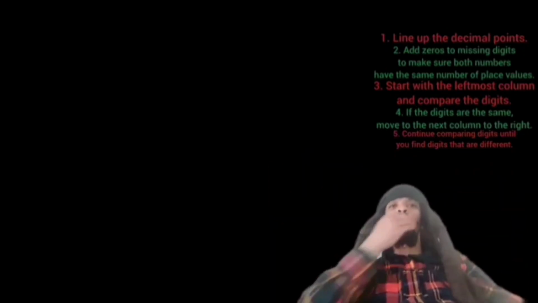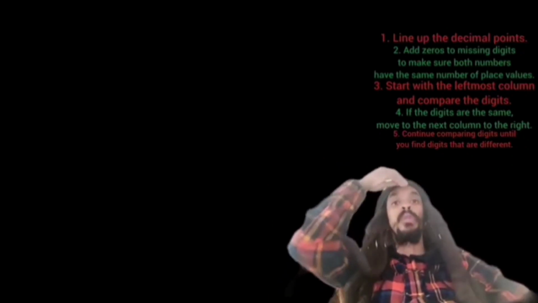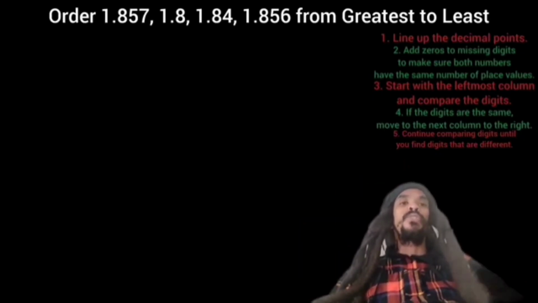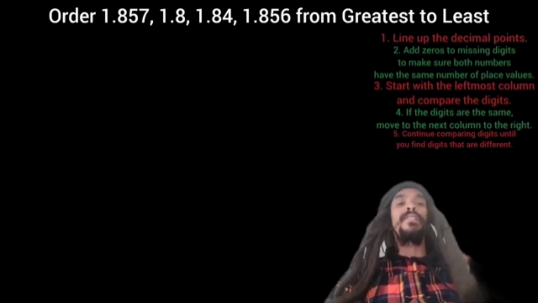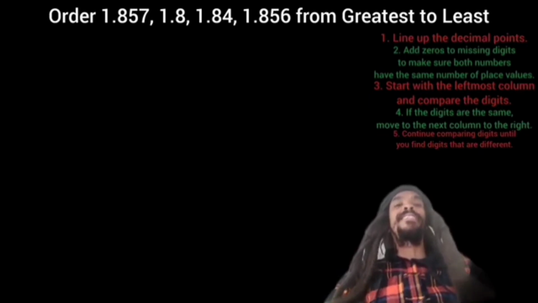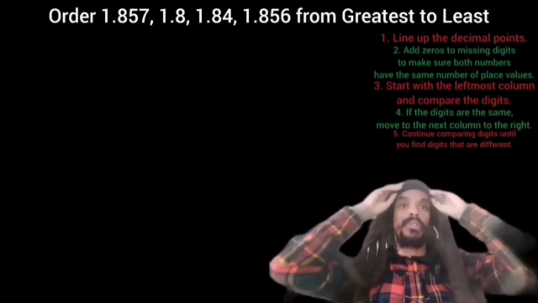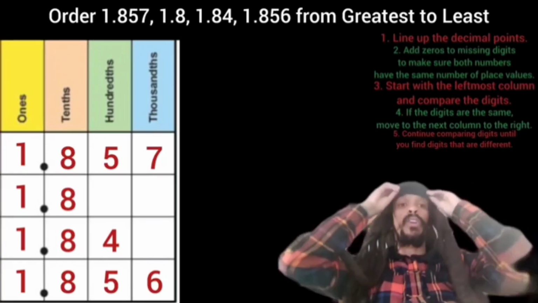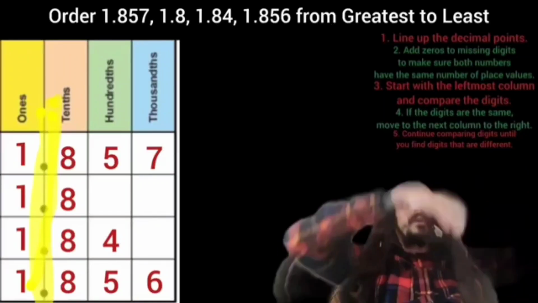All right. Now let's apply all those steps we just went over to the following problem, because what we would like to do is order the following numbers from greatest to least. Those numbers are 1 and 857 thousandths, 1 and 8 tenths, 1 and 84 hundredths, and 1 and 856 thousandths. The first thing we want to do is put all of those numbers in our place value chart, because we want to line up the decimal. It's important that everything is in its own place value.